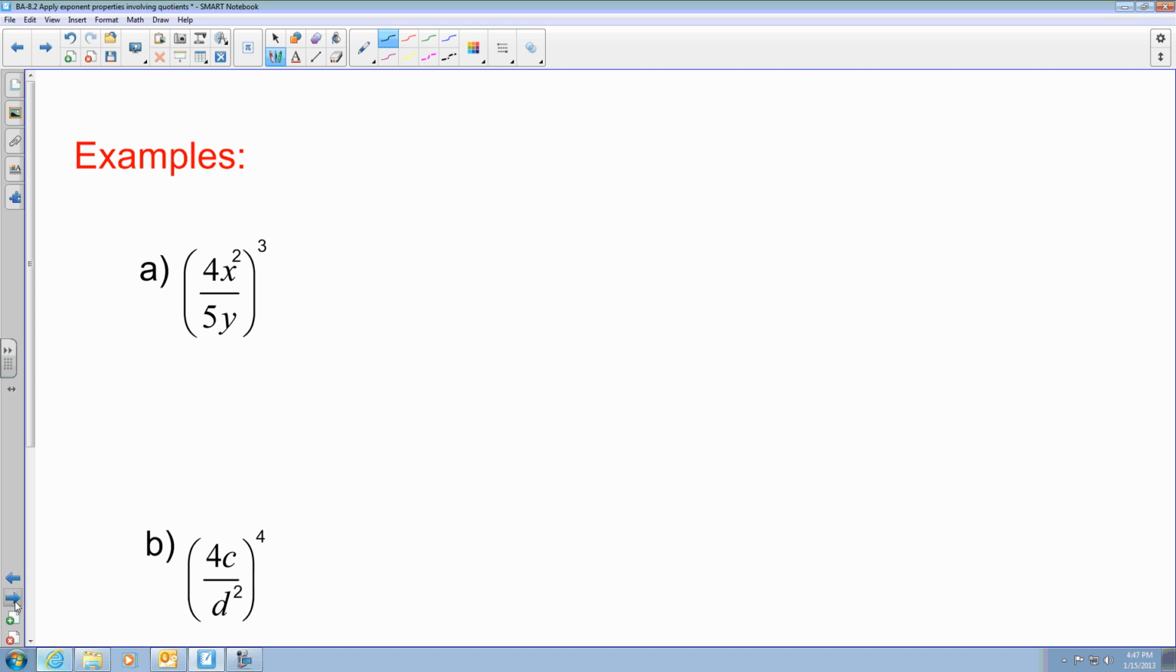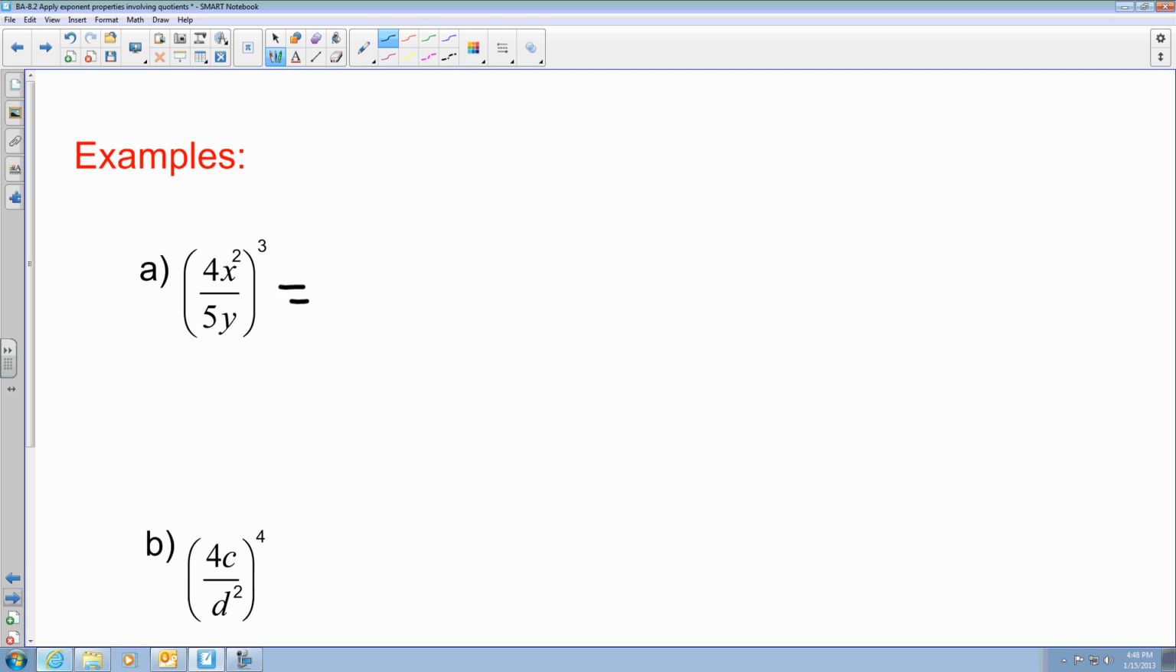Okay. So now we not only have some examples that have numbers and variables together, we can incorporate not only the quotient of powers property, but also the power properties. So again, this is parentheses all the way to the third power, which means that you're going to use the power of powers property with every value in the numerator and in the denominator.